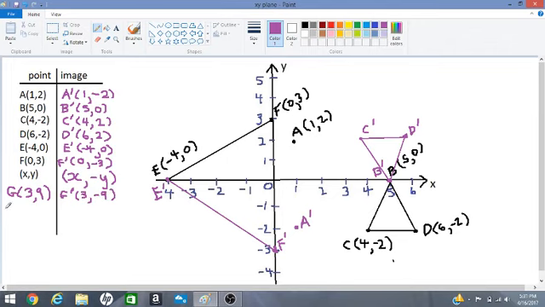Negative 9. What if I give you H now, being 8, negative 4? Then H prime, after reflecting H in the x-axis, remember the x-coordinate is unchanged, so same positive 8, but that negative 4 has to become positive now, positive 4, right? So this is how we can find out the coordinates of the images of points after they are reflected in the x-axis.